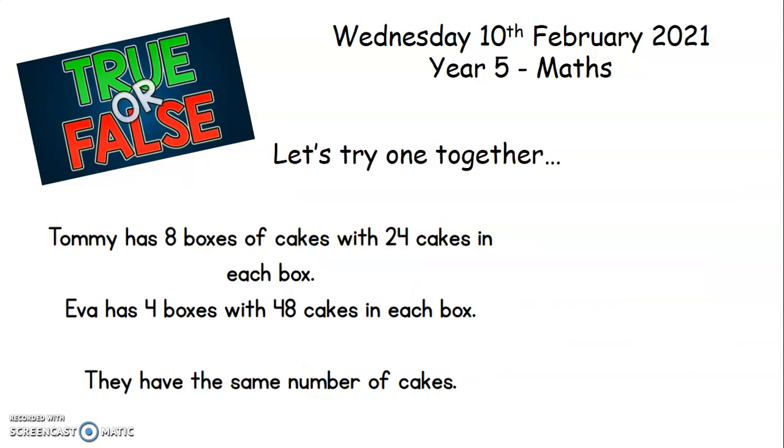So let's try one together first of all. I've got here, Tommy has 8 boxes of cakes with 24 cakes in each box. Eva has 4 boxes with 48 cakes in each box. They have the same number of cakes. Is that true or is that false? Pause the video and have a think about the question, think about the numbers, think about what it's asking you. Is that going to be the same answer?